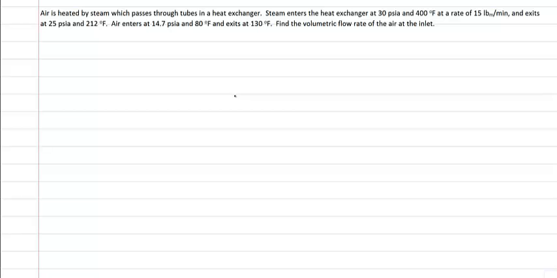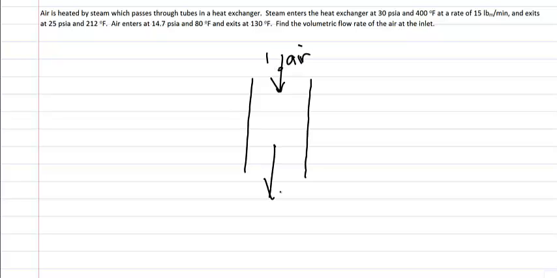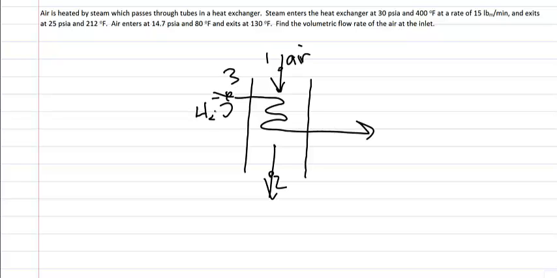Well, we begin this problem with an appropriate illustration. So here we have a heat exchanger. Let's just show this as the boundary of the heat exchanger. And we've got two streams. We have an air stream that comes in at point 1 and then leaves at point 2. And we have a water or steam stream that comes in at point 3 and leaves at point 4. So this is our water stream.